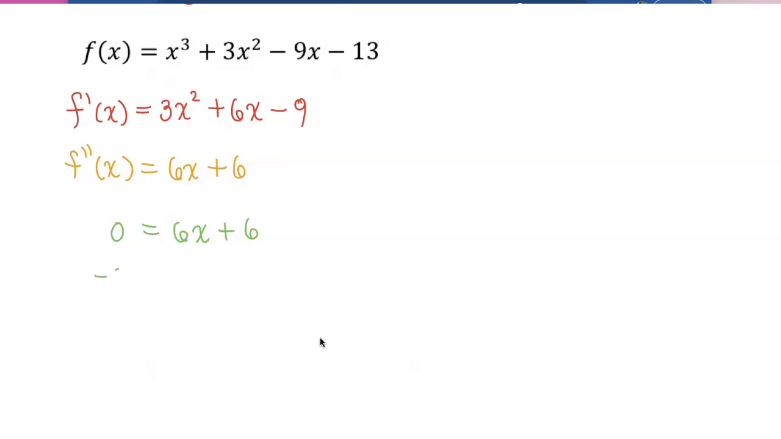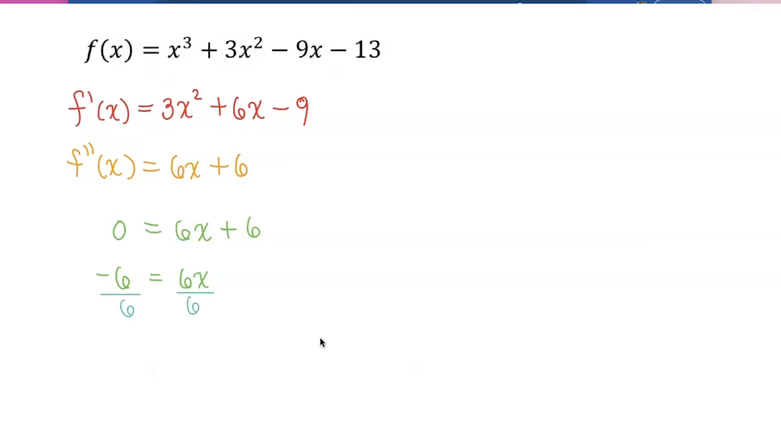Subtracting 6 from both sides will give me negative 6 equals 6x. I can divide both of these by 6. So we got the x value to be x equals negative 1. But I'm not going to say this is the point of inflection. This is a potential point of inflection.